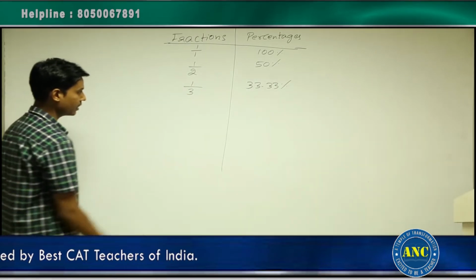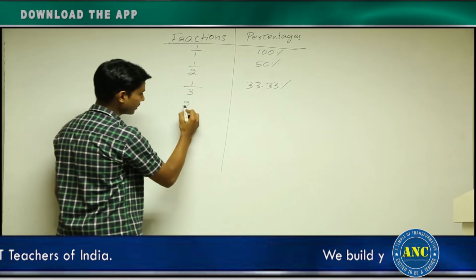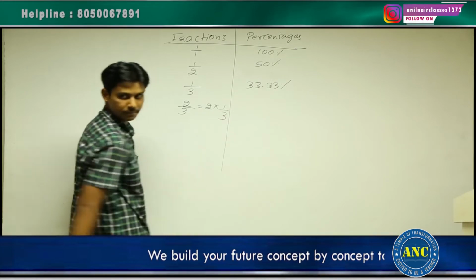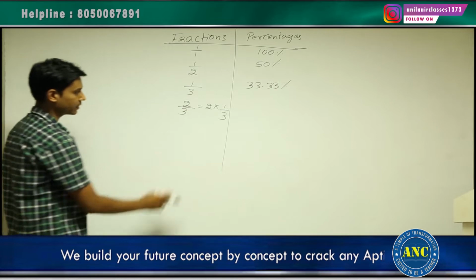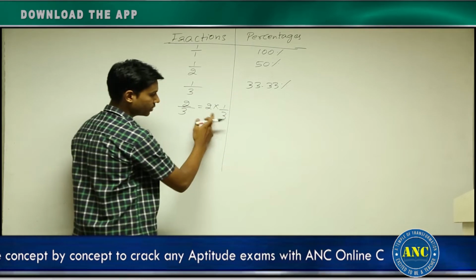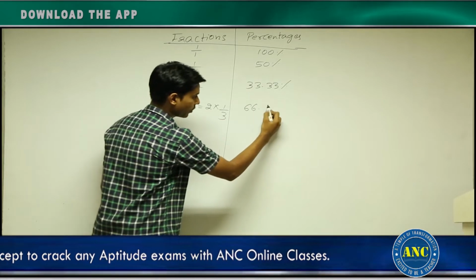33.33%. Listen to this. Next I will increase the numerator. 2 by 3. Can I write 2 by 3 as 2 into 1 by 3? Yes. That means it is 2 into 1 by 3, which is 33.33%. 2 into 33.33 is 66.66%.